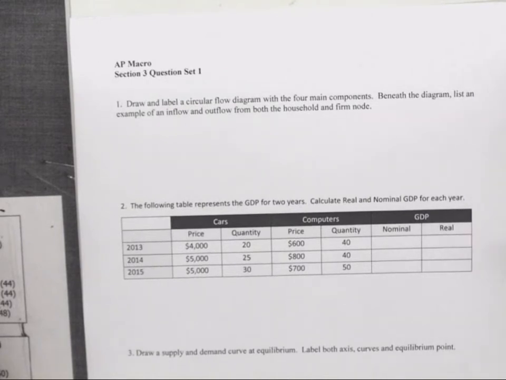So number 1, drawing and labeling a circular flow diagram with the 4 main components. Beneath the diagram, you list examples of inflows and outflows. Now remember, we're only going to draw the simple diagram online. Or in your textbook, there's a much more complex diagram that includes government and international transactions. Knowing the simple one and being able to draw the simple one is going to be important. Understanding the government's role is also important, but we'll touch on that a little bit more later.